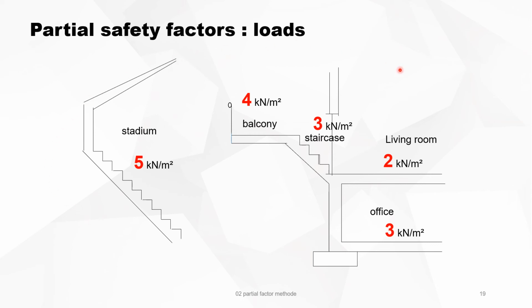I make this silly drawing to help you remember this. If you know those figures, you can very easily determine all the loads in a building. It's always the same. Living room 2, office 3, staircases 3, balcony 4, stadium 5. Just remember that for a living room or a bedroom, it's the same. 2 kilonewton per square meter, it's not that much. It means it's only half a meter of paper.